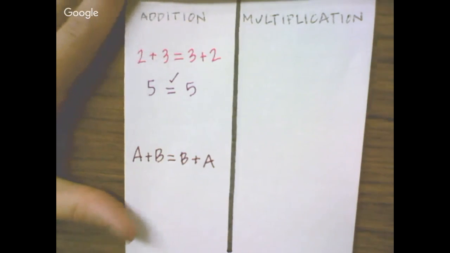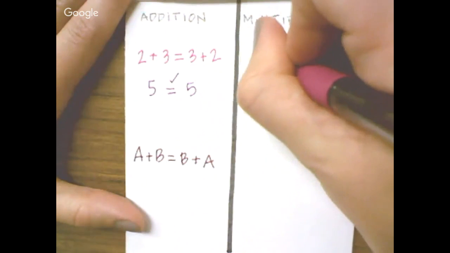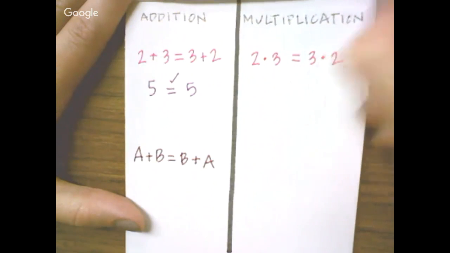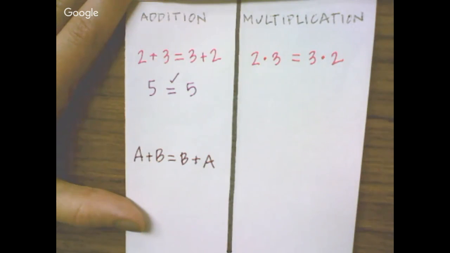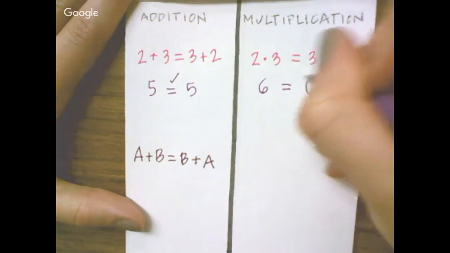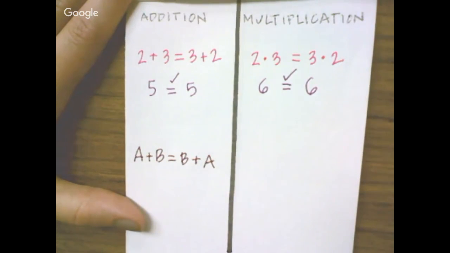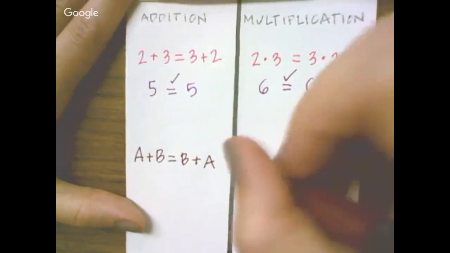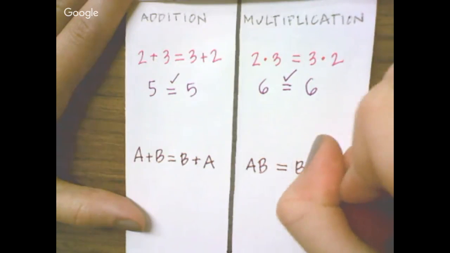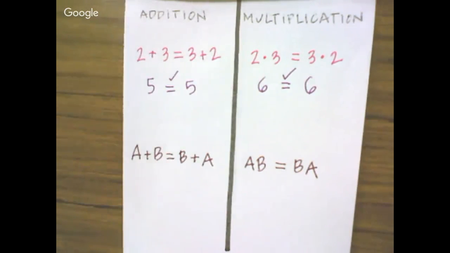And similar idea for multiplication. This is if we said 2 times 3, that should be equal to 3 times 2. And if we actually multiply, that would be 6 and 6, which is equal. Algebraically, this would be AB is equal to BA. We don't even need the multiplication sign in the middle.